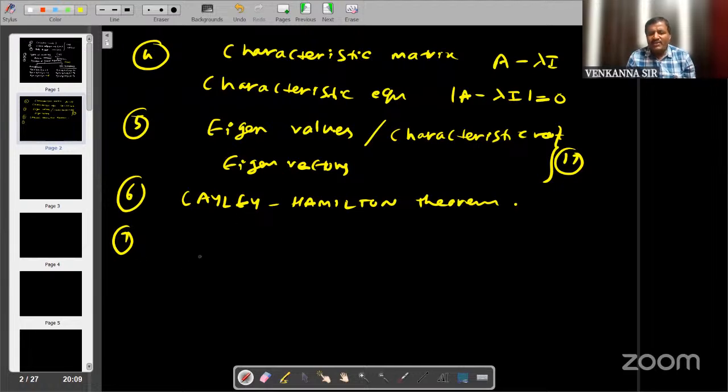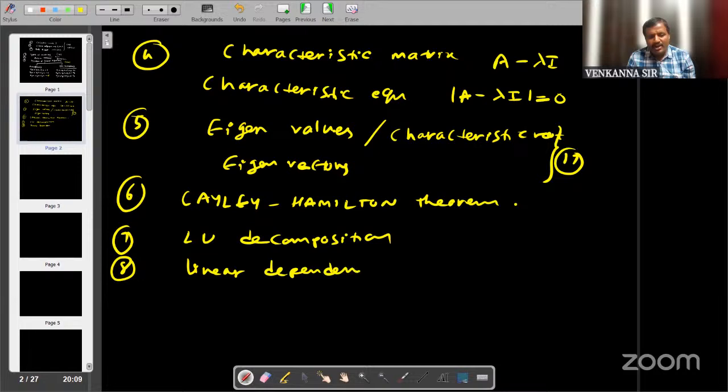So the 7th and 8th I am going to give are not much, but sometimes asked. LU decomposition, one small topic. And linear dependent and independent of vectors.